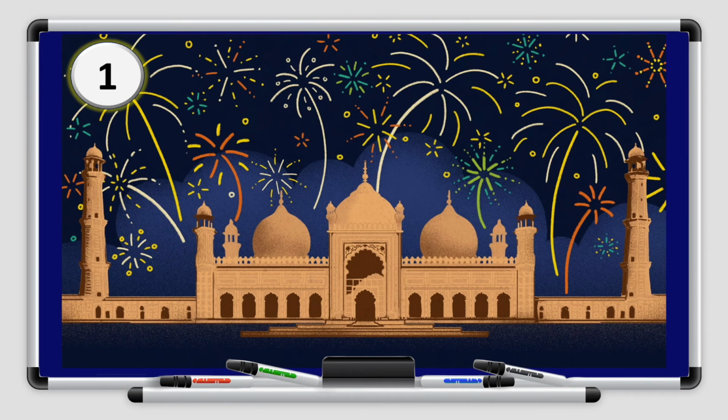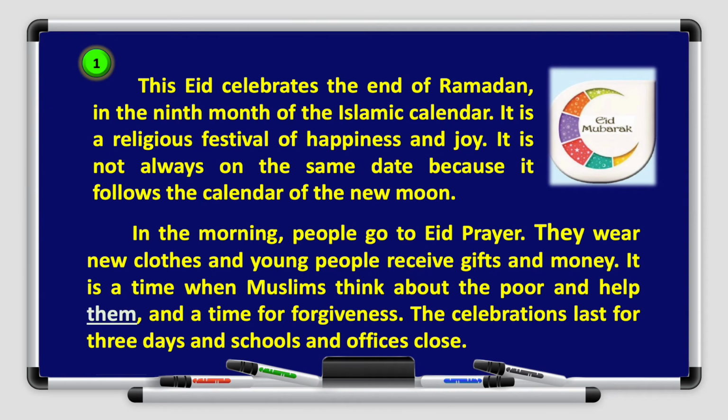So we have the first celebration, number 1. This Eid celebrates the end of Ramadan in the 9th month of the Islamic calendar. It is a religious festival of happiness and joy. It is not always on the same date because it follows the calendar of the new moon.